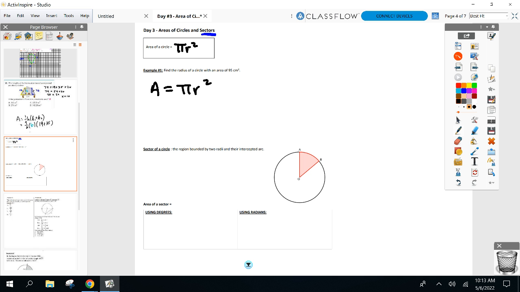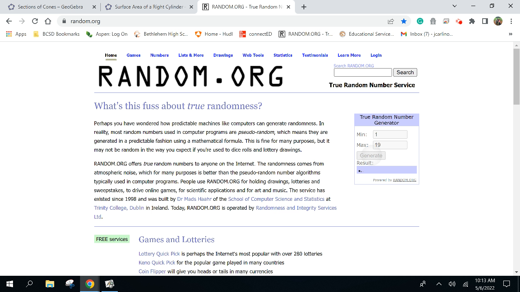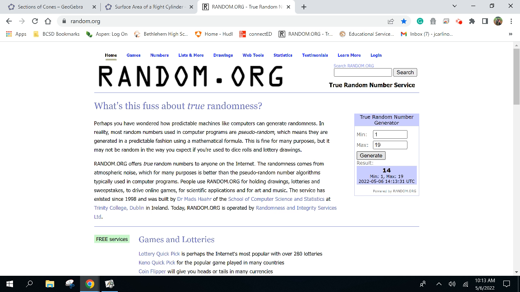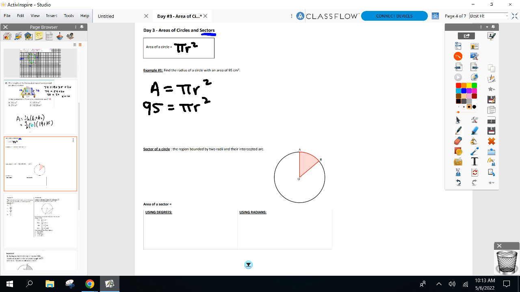Where's the 95 going? Where's your 95 going? Area, and we're solving for radius. All right, I just want to see what you guys can do to this. What's the first move to solve for the radius? Yeah, divide both sides by pi.